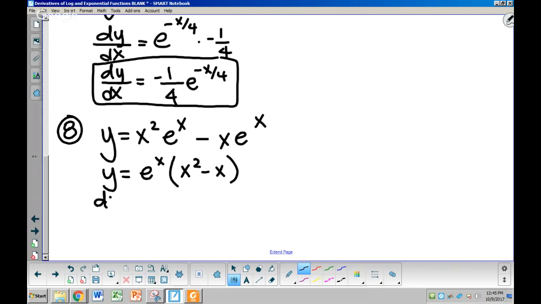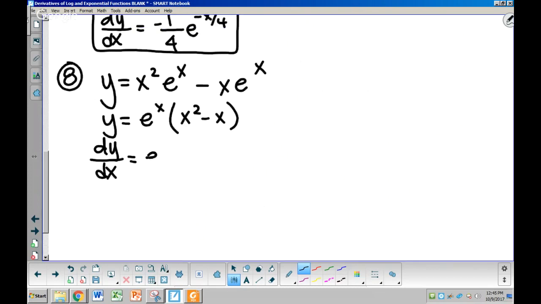So let's do dy dx. So it's going to be first, which is e to the x, d second, which is 2x minus 1. Good. Plus second, which is x squared minus x, times the derivative of the first. e to the x is our favorite function, isn't it?